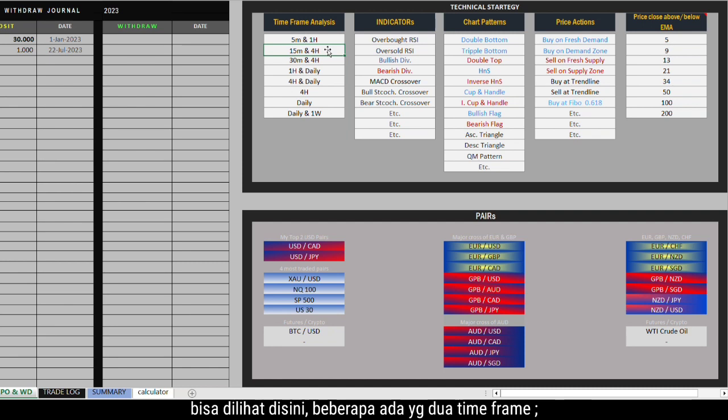You can see here there are 2 time frames, 30 minutes and 4 hours. I usually use this time frame for scalping. So the first, 30 minutes time frame, is the time frame I use to find the chart patterns, price action, moving average, or even confirmation indicators.